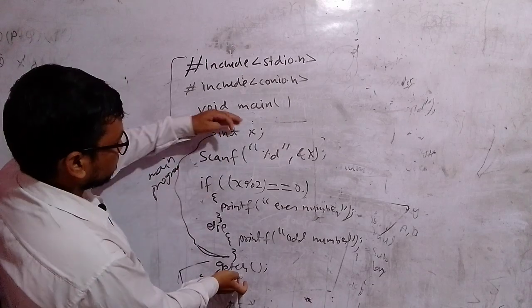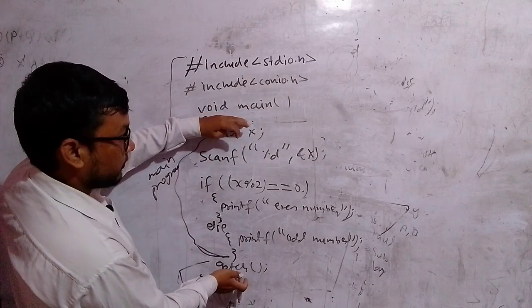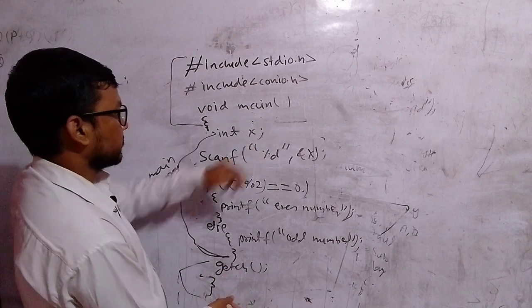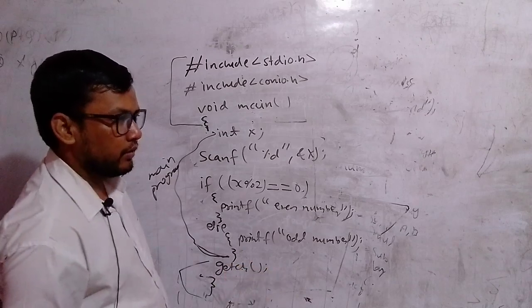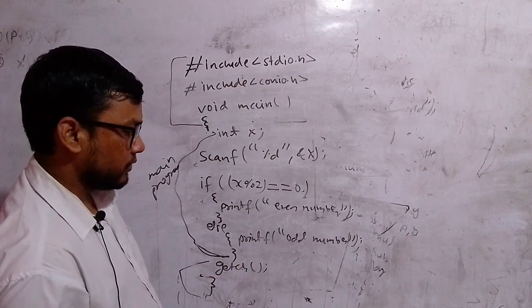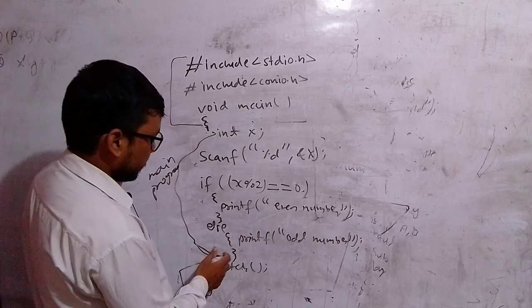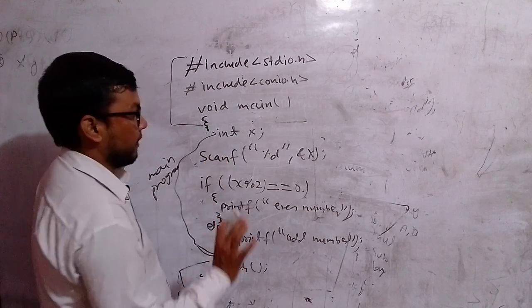Start to end. That means this contains the content of the function body of the main function. Now getch holds the screen until we press any key. Now this is our main program.